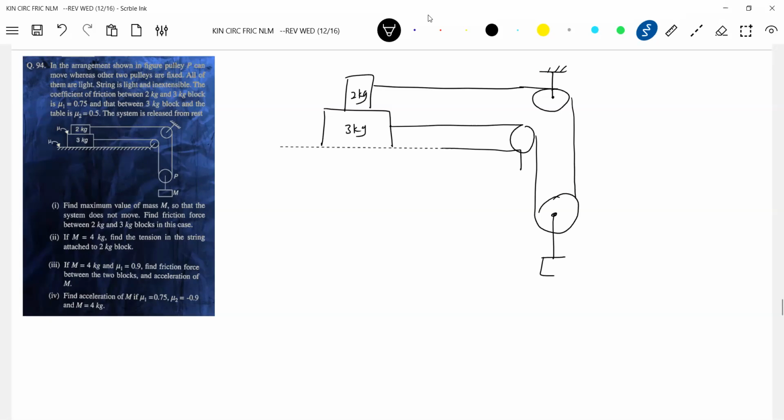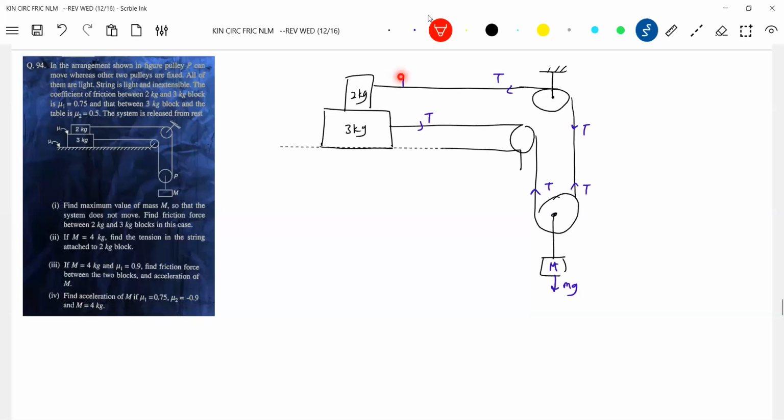Let's have it like this. First it's talking about the equilibrium. Let's proceed here. What about the mass of this, mg? The tension, let it be T. Since it is the same string, the tension will be the same. So this is T, this is T. Find the maximum value of M so that the system does not move.